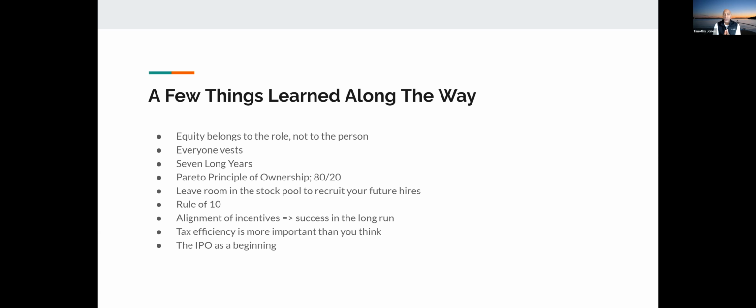The rule of 10 alludes to a way to divide up equity so that you don't run out of equity between financing rounds, which is actually a bad thing. It's essentially just as bad as running out of cash.